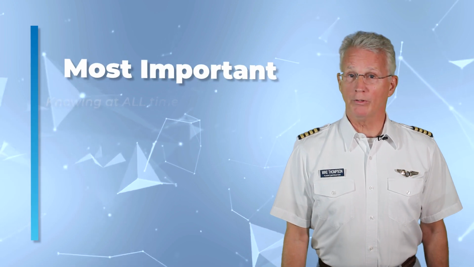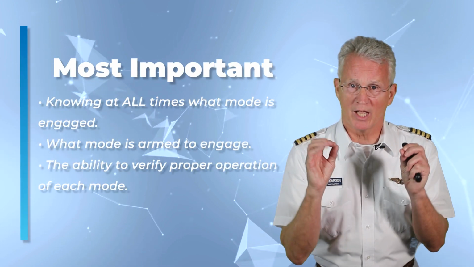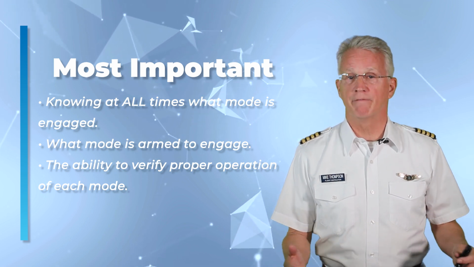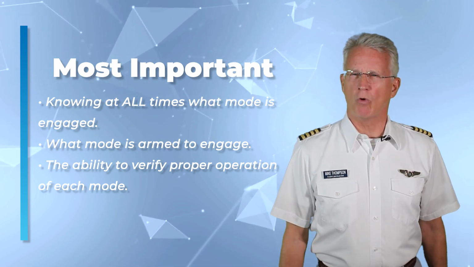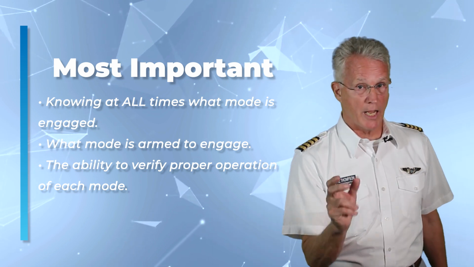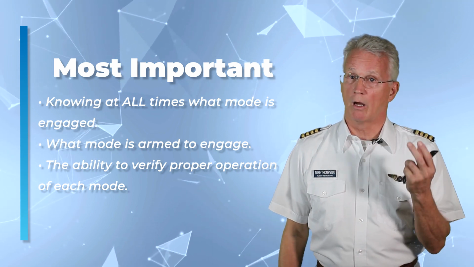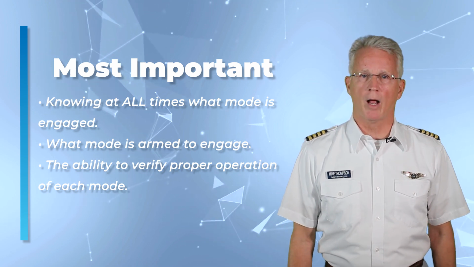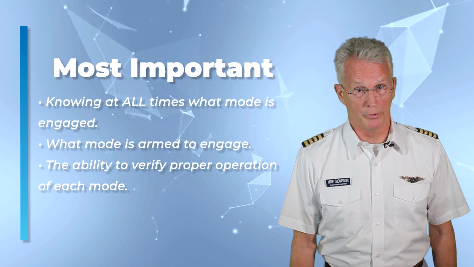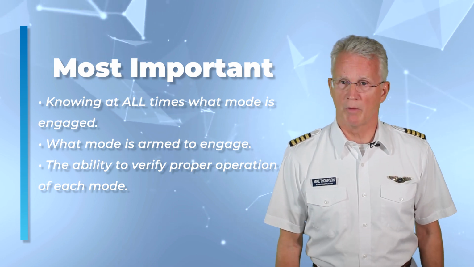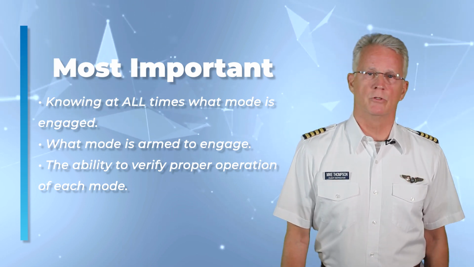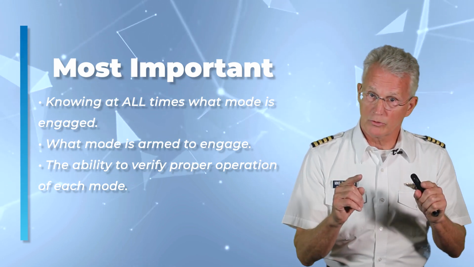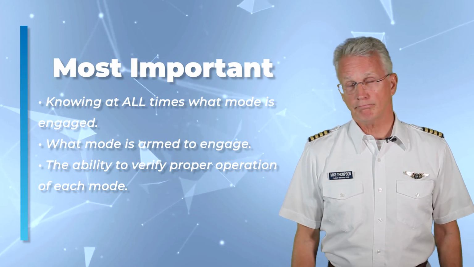The most important aspect of managing advanced automation, such as an autopilot or an FMS system, is knowing at all times what mode is engaged and what mode is armed to engage, and then the ability to verify proper operation of each mode. To aid us in system operation, it is helpful for us to know some critical errors involved in the use of automation.